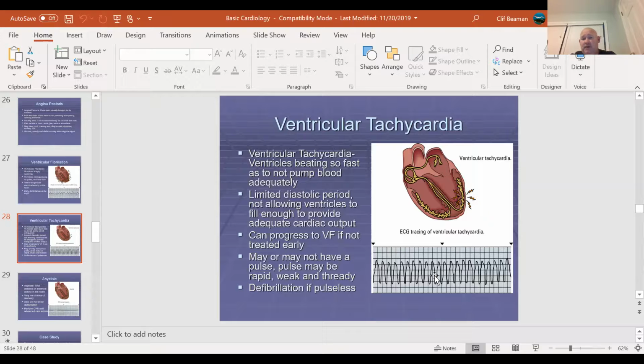If they are VTAC without a pulse, what are we going to do for them? Compressions. Yeah, we're going to defibrillate them and treat them in the same manner as the VFib. The VFib and the VTAC without a pulse, exact same treatment. So defibrillate, CPR, those types of things. If it's VTAC with a pulse, they get a different treatment.